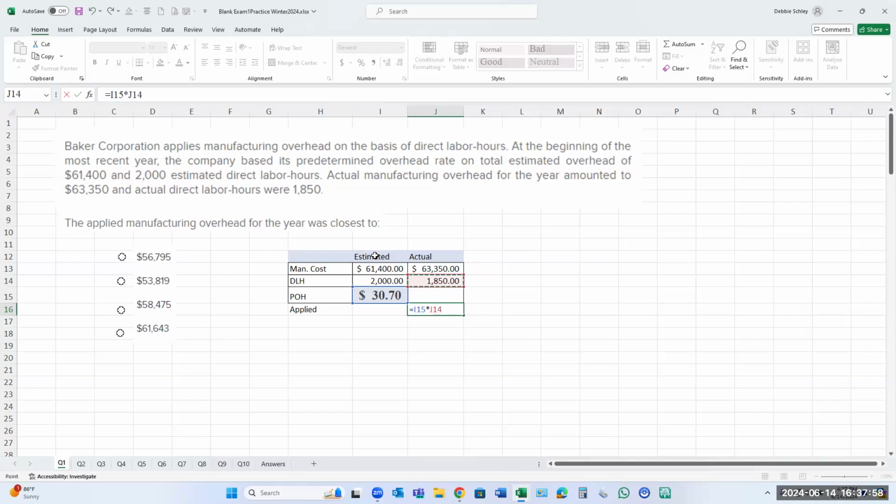So estimated is the beginning of the year when we don't know anything. Actual is like it's at the end of the year. The bills have come in, we know what we spent. Applied is somewhere in the middle. We know how many hours we've worked, but all of the bills haven't come in. So it's our second best guess. So it is the predetermined overhead rate multiplied by actual hours. So 56,795.